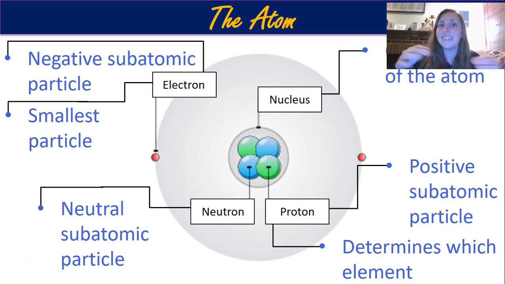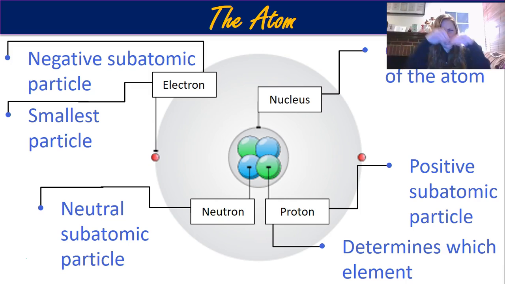And while we're talking about that, subatomic, the prefix sub means smaller than or a piece of. So subatomic is taking the atom and making it into little teeny tiny pieces. So subatomic particles are protons, neutrons, and electrons.